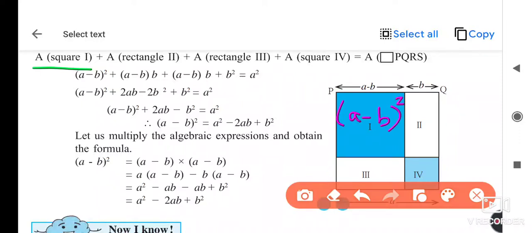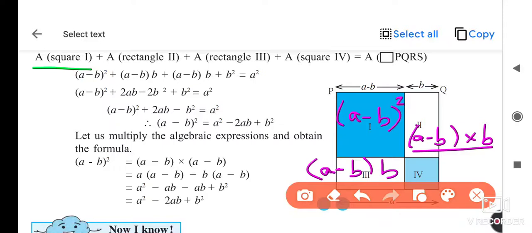Now what is the area of the second rectangle? Area of a rectangle is equal to length into breadth. Its length is equal to a minus b, and breadth is b. Regarding the third, here also length is a minus b and breadth is b. So area of the third rectangle is (a minus b) into b. And what about the area of the fourth? Its side is b, that's why area of the fourth square is equal to b square.